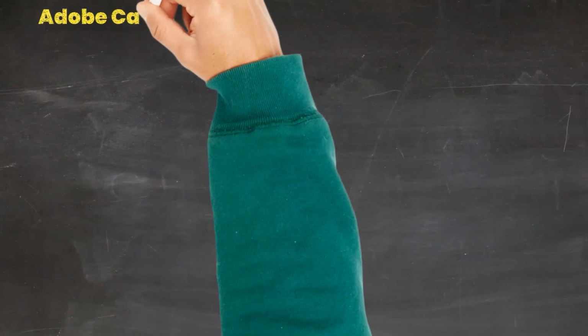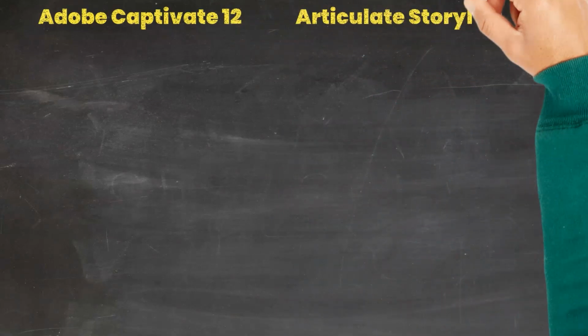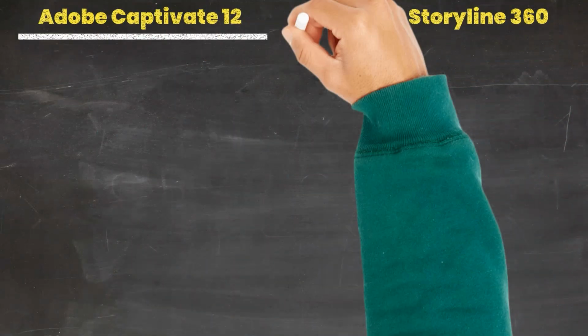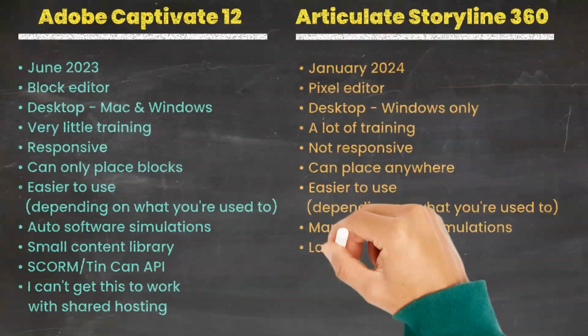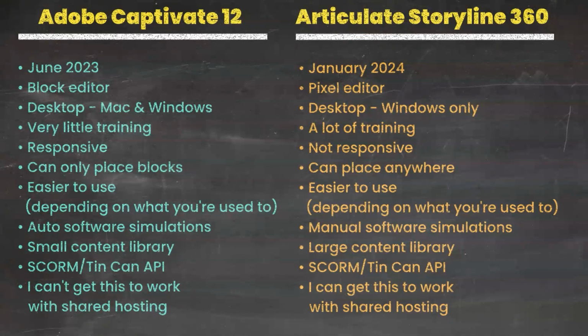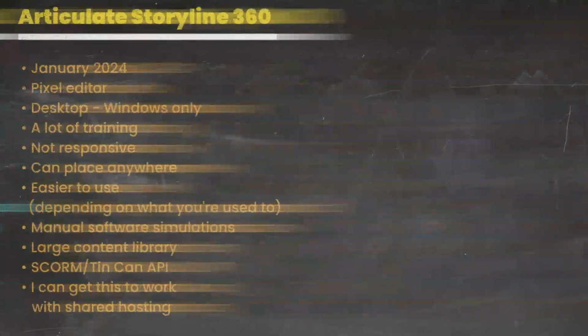Let's review some of the similarities and differences between Captivate and Storyline. So Captivate is a block editor versus a pixel editor for Storyline. A lot of training is available for Storyline and not for Captivate. They can be easier to use, one or the other, depending on what you're used to. There's a large content library for Storyline, and Storyline is not responsive while Captivate is.